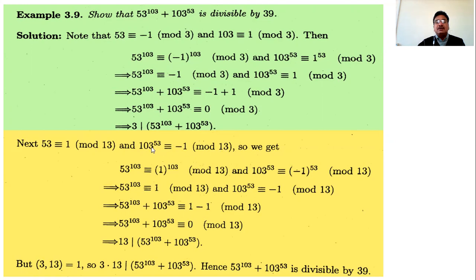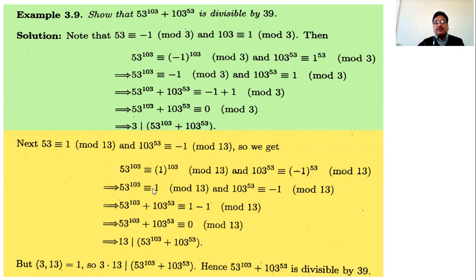So first take 103. 103 is congruent to minus 1 modulo 13, and then take the 53 power. Don't write 53 first; write 103. Here 103 is congruent to minus 1, because 103 minus 1, that is 103 plus 1, is 104, and 13 divides 104. Then take the 53 power of both sides: 103 raised to 53 is congruent to minus 1 raised to 53 modulo 13. And then 1 raised to 103 is 1, and minus 1 raised to the odd power 53 is minus 1. And then add these two.